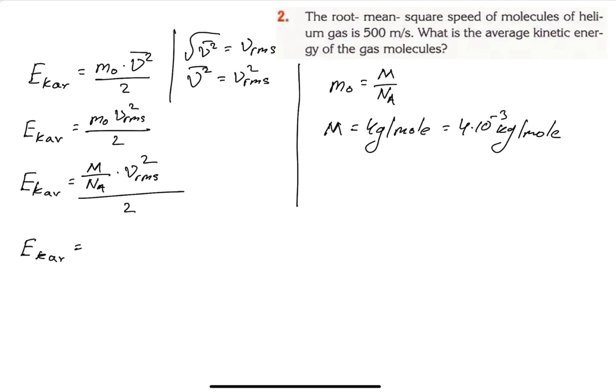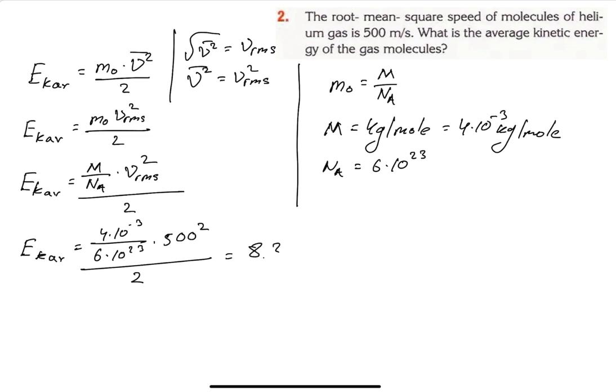And let's put it here, 4 times 10 to the power of negative 3 over Avogadro's number, which is 6 times 10 to the power of 23, times 500 squared over 2. So if you calculate everything correctly, you should get 8.3 times 10 to the power of negative 22 joules of energy, kinetic energy.